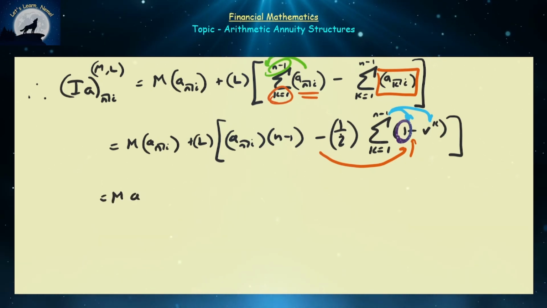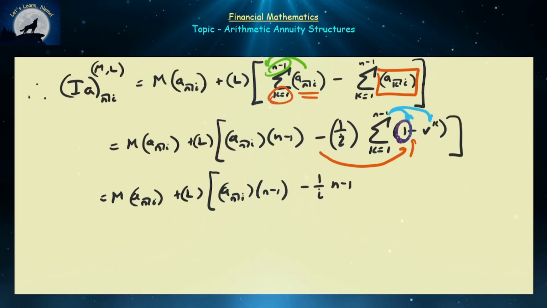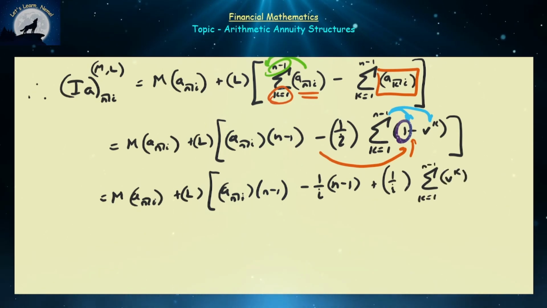So that's going to be equal to n times a_n¬ plus L times, let's do a_n¬, let's not touch this expression quite yet. Let's do minus 1 over i times n minus 1, and let's do plus 1 over i times the sum from k equals 1 to n minus 1 of nu to the power of k. All right, so things aren't looking too bad.